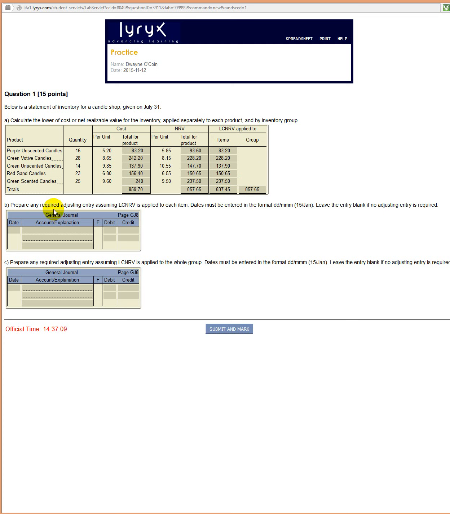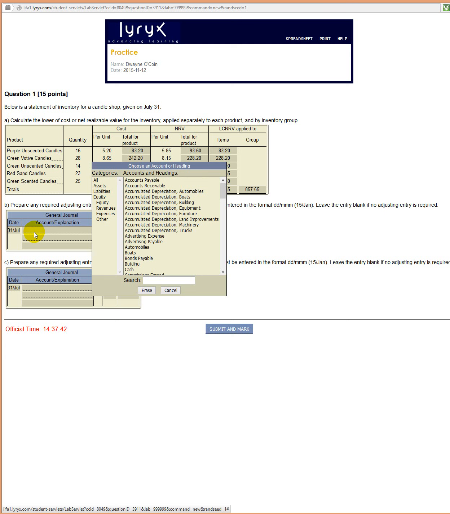So the first journal entry here is prepare the adjusting entry assuming that lower of cost or net realizable value is applied to each item. So that's 837.45. So the difference between the cost, which we've recorded as 859.70, and the 837.45 is going to go to reduce the value of the merchandise inventory, and it will increase the cost of goods sold. So let's put in the date. The date is the 31st of July, and that's the same date we'll use down here.